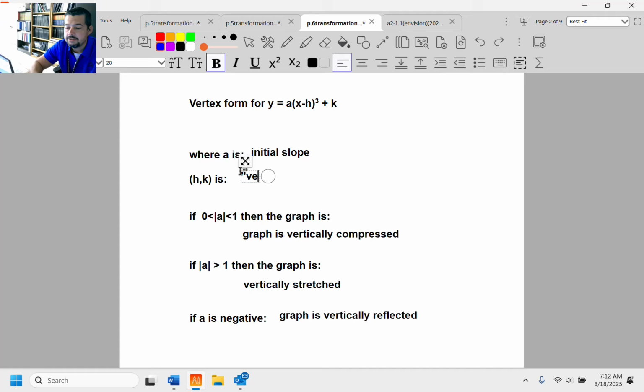Talk about HK. HK is going to be your center here. This thing has a center. Doesn't have a vertex, it has a center.